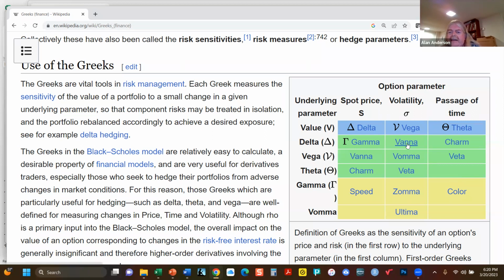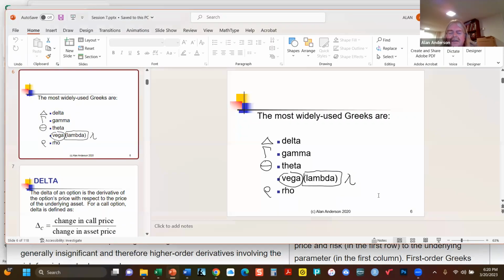For example, this Vanna, whatever that is, the sensitivity of the delta to changes in the volatility. So you can see that these are getting further and further removed from the actual option, but the ones we'll be focusing on are these top three, and then the gamma, plus the one that represents the sensitivity of interest rates, which we call rho.